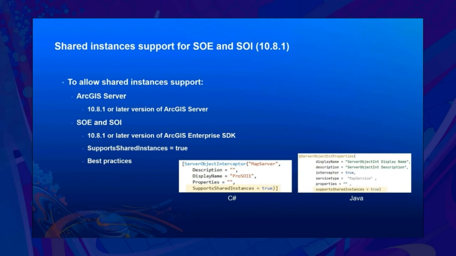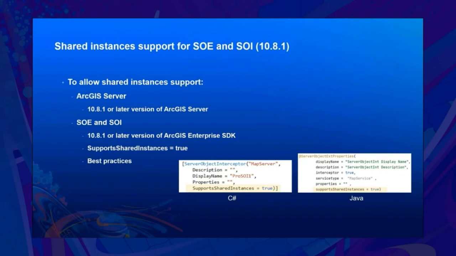The other point I'd like to highlight is the best practices to develop SOEs and SOIs for shared instances. If you want to allow your SOE or SOI to support shared instances, you shouldn't use global variables or static variables in your SOE or SOI, especially when the SOE or SOI will be enabled with multiple services that are set to use shared instances. This is because global variables can be accessed by different services that share the same instance, which can cause unexpected values to be assigned by other services running on the same instance.